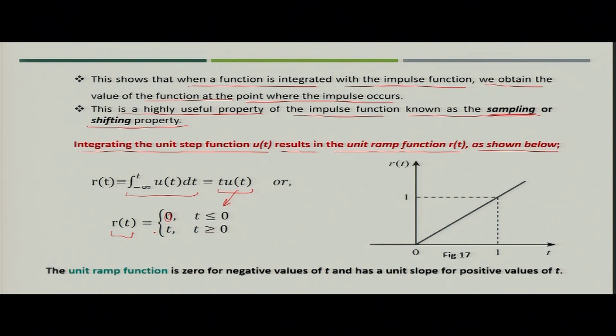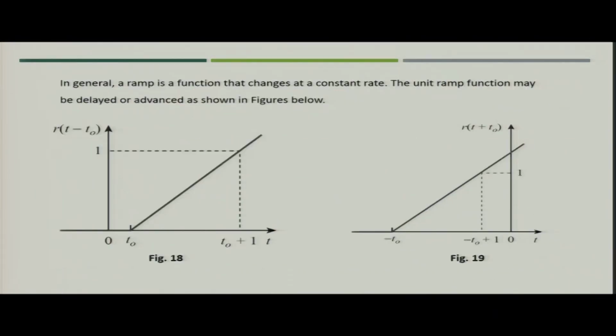Because of this t, at time t equal to 1, you will get the value of the ramp as 1. This function is represented by the graph you are seeing in the figure. So the unit ramp function is 0 for negative values of t and has a unit slope for positive values of t. In general, a ramp is a function that changes at a constant rate.